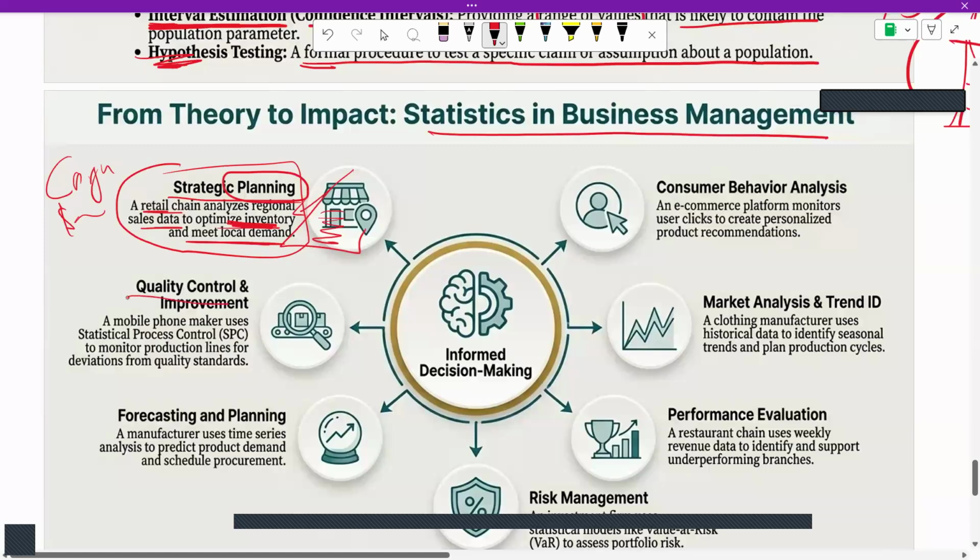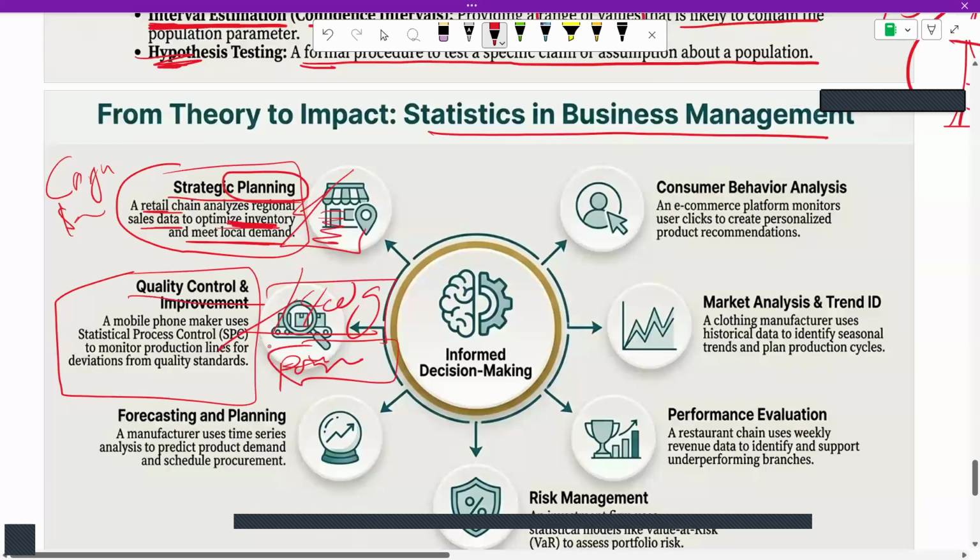Quality control and improvement. Anchor milk powder, they produce a 400 gram packet. And sometimes it may be more than 400, sometimes less than 400. Then it may be a quality issue. And sometimes it may get a complaint. So we use a sampling method and they test the quality.